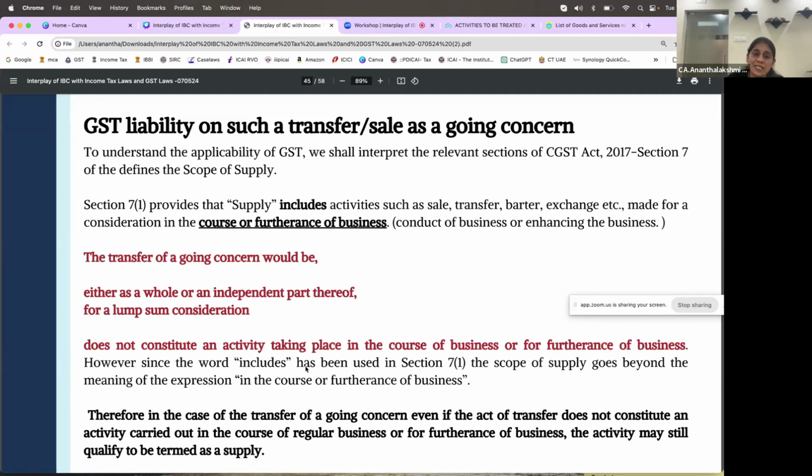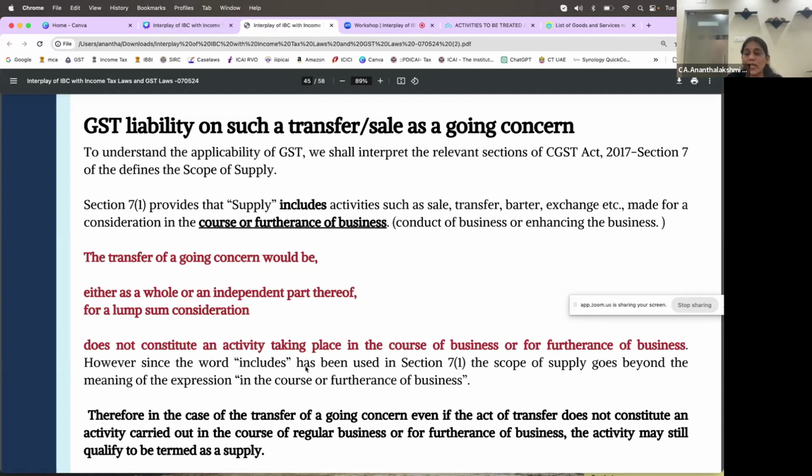Once it is a supply, GST will come into picture. If it is not a supply, it will not come into picture. For example, land registration is not a supply, so it will not come under GST. Similarly, petrol and diesel are not a supply for the time being, so they will not come under the purview of GST.